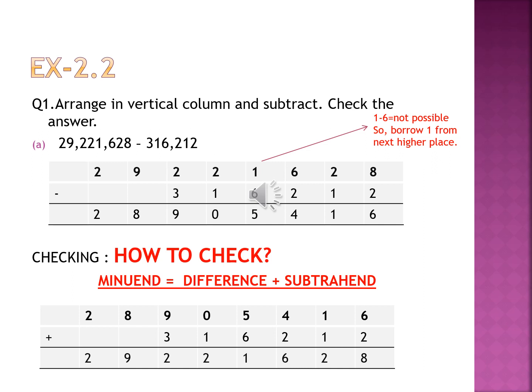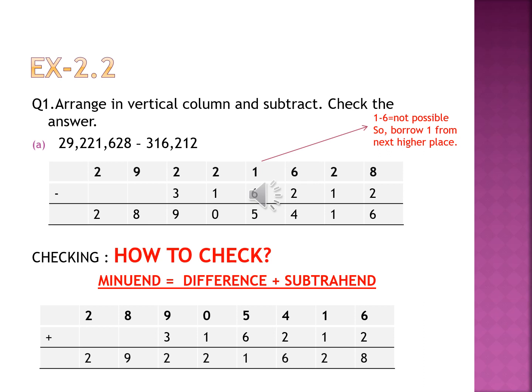Now 2 becomes 1, 1 minus 0 is 0, 1 minus 1 is 0. Now 2 minus 3 is again not possible, so we will borrow 1 from 9. So it becomes 12. 12 minus 3 is 9. 9 became 8. So 8 minus nothing is there. So 8 remains 8 only and 2 remains 2 only. So the answer, the difference is 28,905,416. Now the question says you have to check the answer.